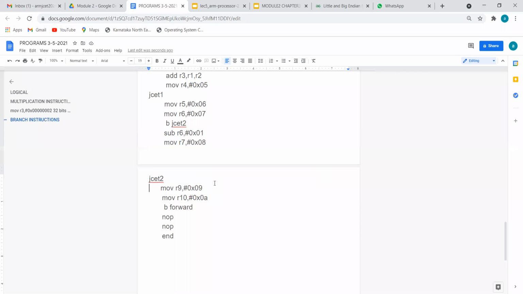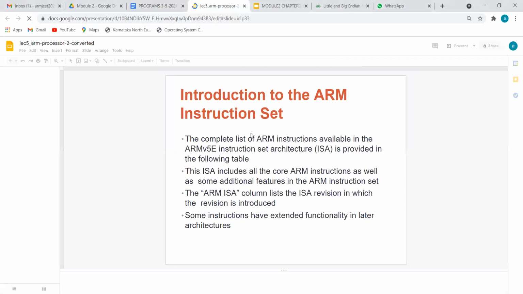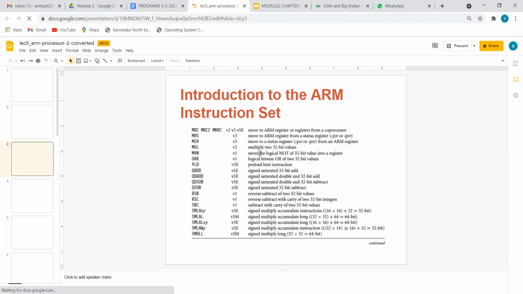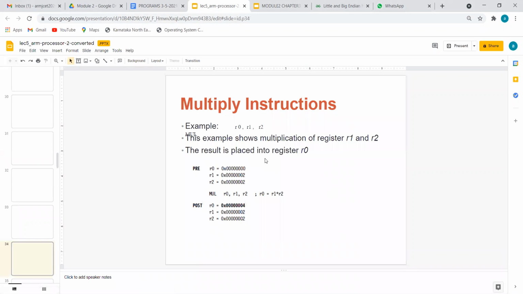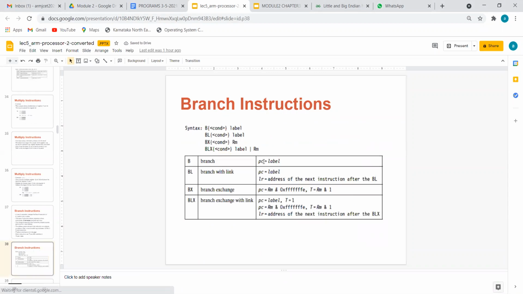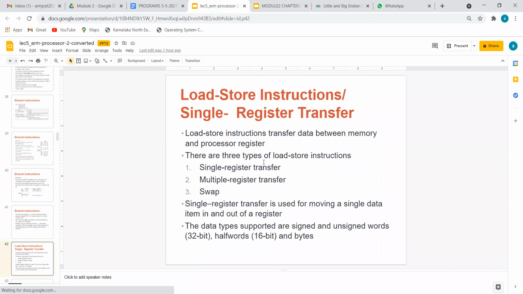Okay, let's go for the next concept here. Slightly lengthy. Okay, that's 3.3, load and store instructions. We have finished multiply, then comes load and store instructions. I have prepared a program for this also. First I will explain the program, then we can go for the explanation.